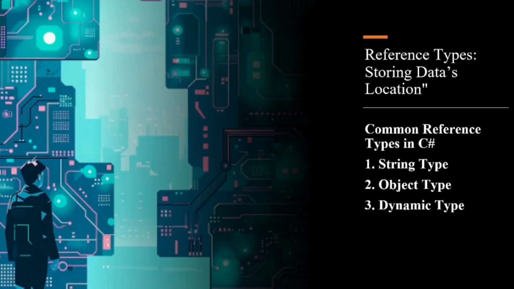Now let's talk about reference type. Unlike value types, reference type stores the reference or a memory address to where the data actually lives. In other words, the variable holds directions on where to find data rather than the data itself. Reference types give more flexibility, but it comes with extra memory management. Let's look at some common reference types in C#.